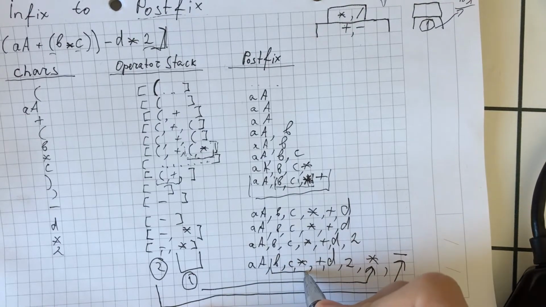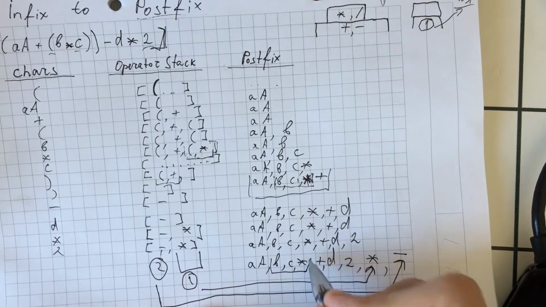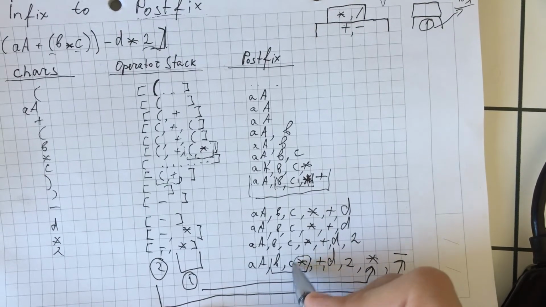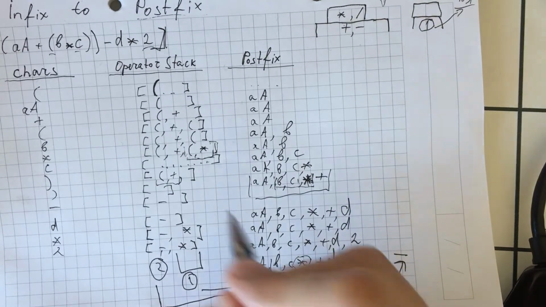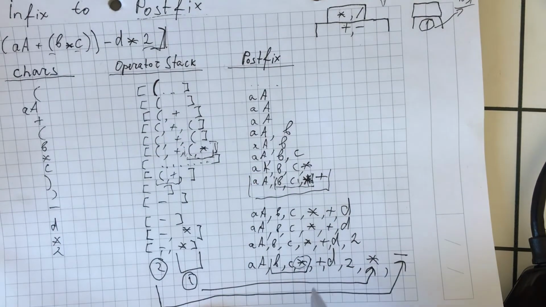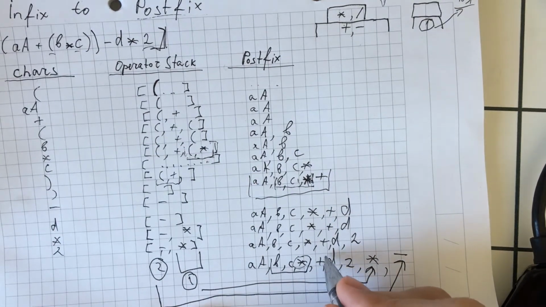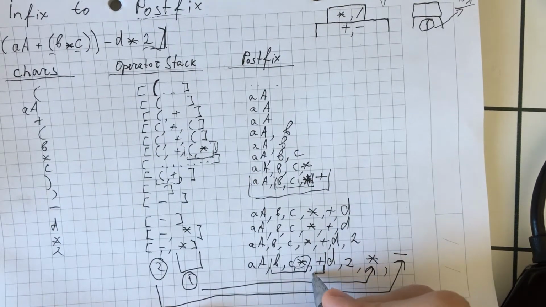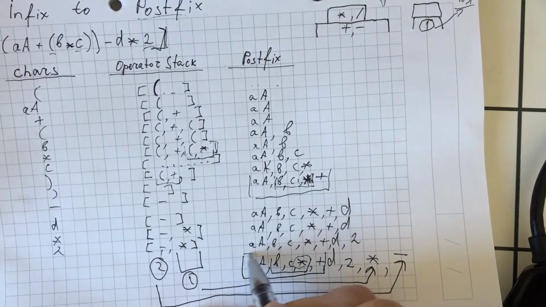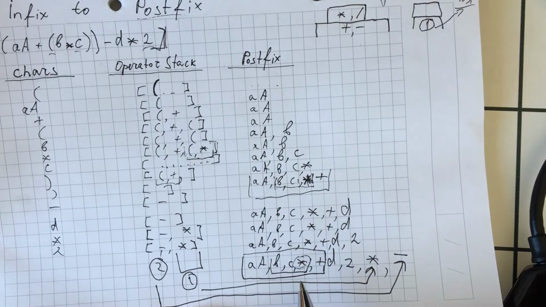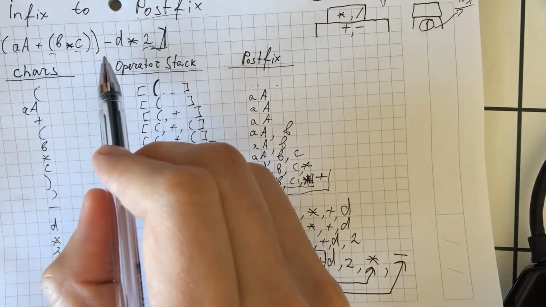B and C will be multiplied because this operator will pop 2 items from the stack. So BC is multiplied like we have in the function. Then we see a plus. We take the result of B and C multiplication. So this is this.